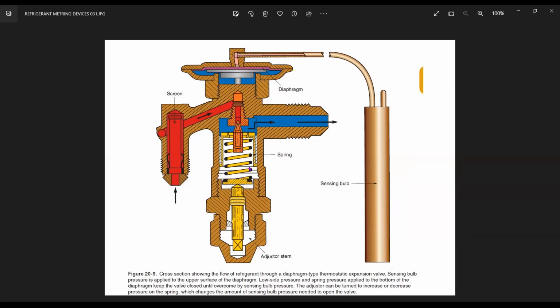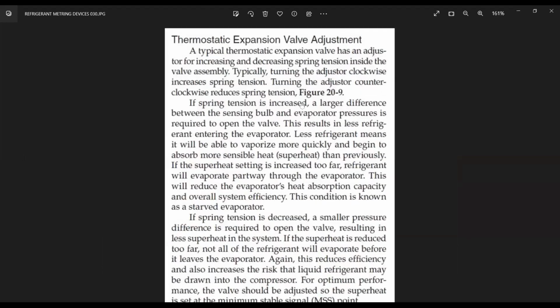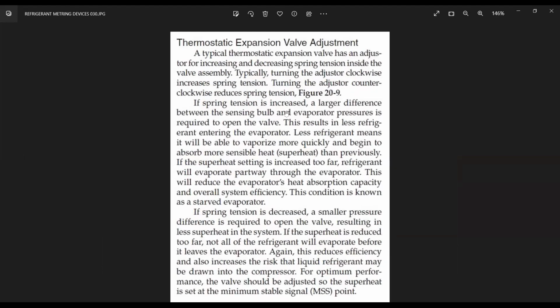If you adjust the spring clockwise or anti-clockwise, it will reduce the pressure, so it will operate faster. That is the idea. So if spring tension is increased, a larger difference between the spring sensing bulb and evaporating pressures will be required to open the valve. That means sensing bulb का और जो evaporator pressure है उसके बीच में ज़्यादा difference होना पड़ेगा ताकि pressure ज़्यादा बढ़ जाए on top of the diaphragm.